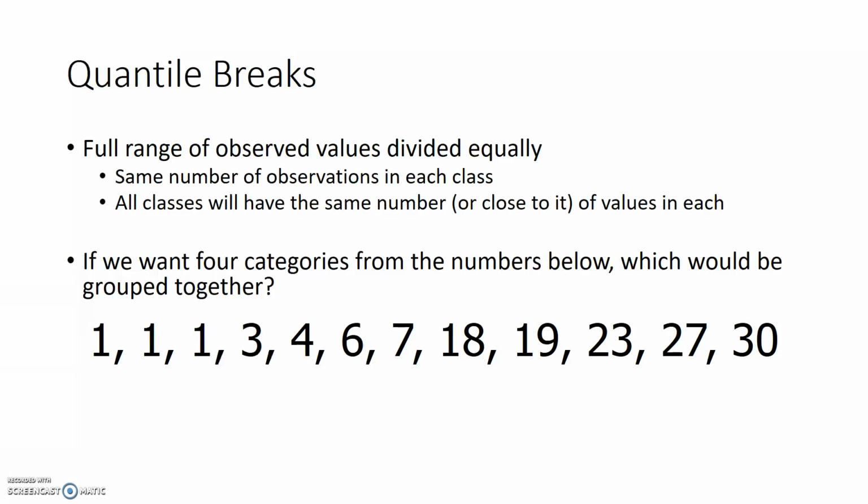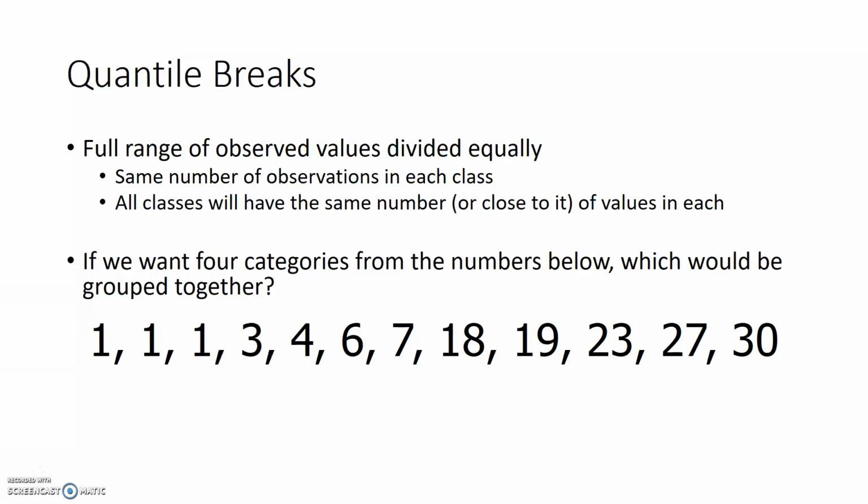Now the next type is quantile breaks. So what we do here is we have the full range of observed values that we divide equally. So this can be easily confused with equal intervals, because with equal intervals, we think of either the possibility or the actual range and use that to form equal groupings.